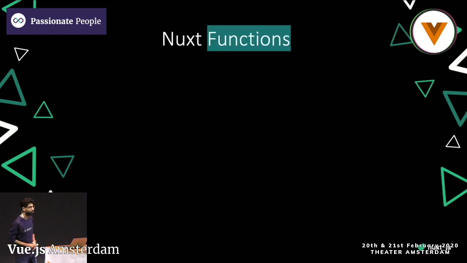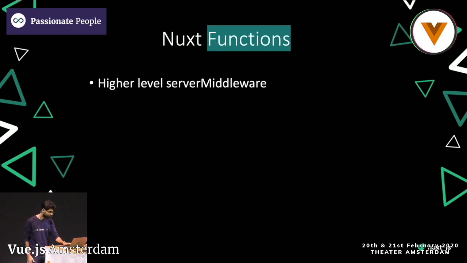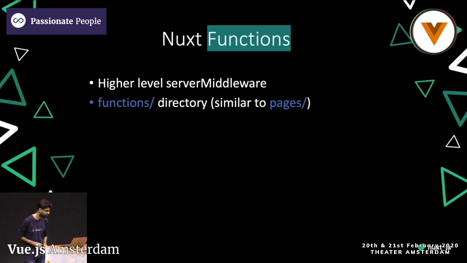I'm going to mention one of them a little bit more in depth. It's based on the current proposal, which is Nuxt functions. If you already use server middleware, functions are basically like Express middleware. So in your Nuxt application, you can create Express-like middleware for simple use cases, but they are not really good for developers. So functions are a higher level implementation: you can create a functions directory, create your functions over there, and they are mapped to the routes. So you don't need to create a router.